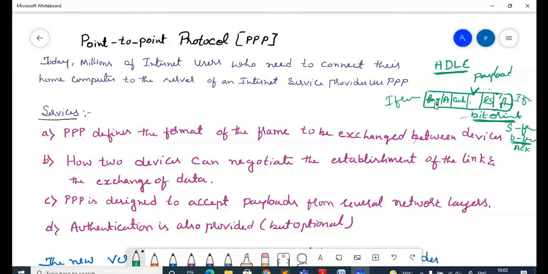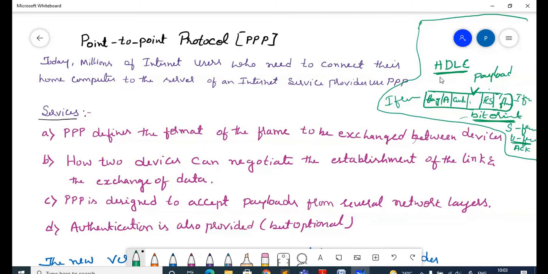So let it be this part. You should be aware of it. In case you are in any competitive exam, you should be able to know the different types of frames that are supported in HDLC. What is HDLC? High-level Data Link Control.